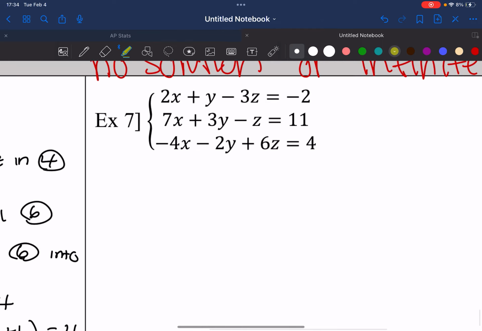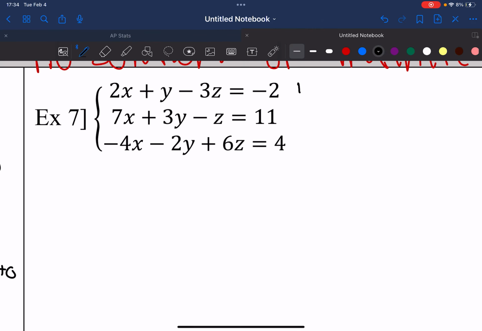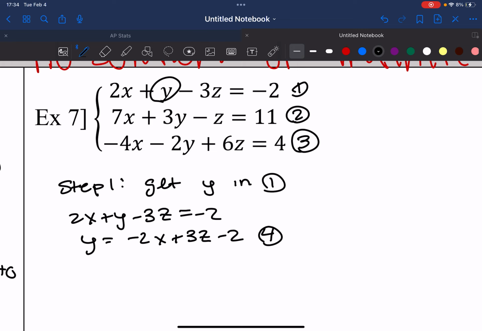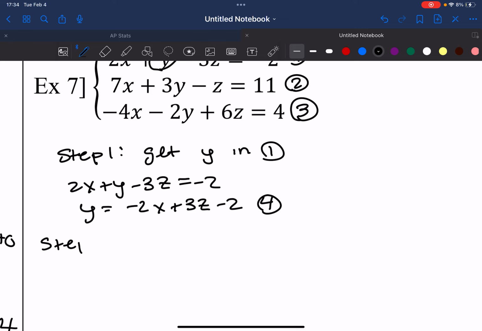Okay, same thing with number 7. I'm going to label my 1, 2, and 3, and I'm going to pick an equation where it's easiest to solve for a variable. Well, that case would be equation 1 because I can get y by itself. So step 1, get y in 1. So 2x plus y minus 3z is equal to negative 2. So y is equal to negative 2x plus 3z minus 2. That's equation 4.